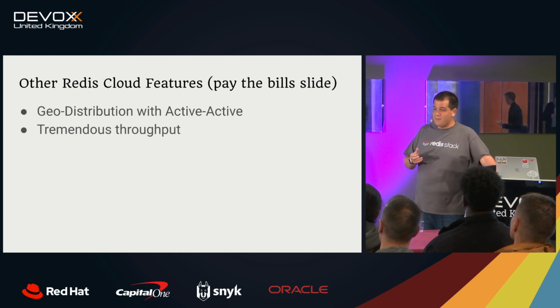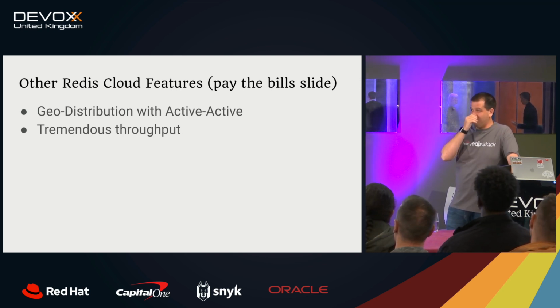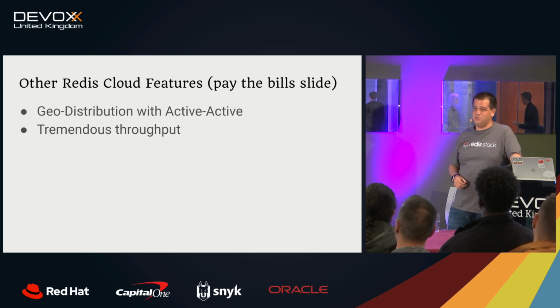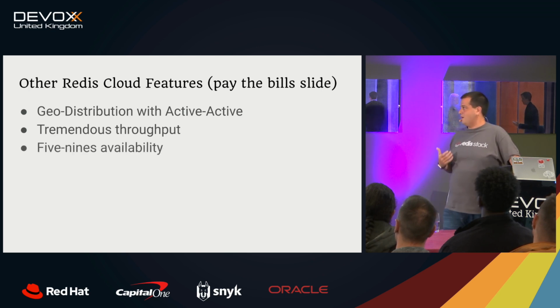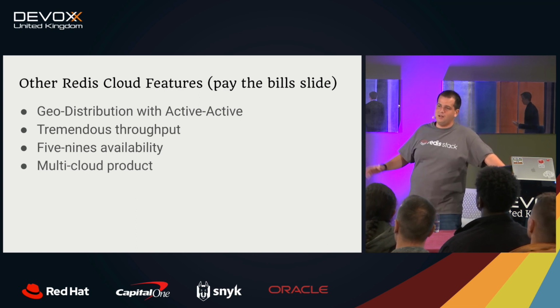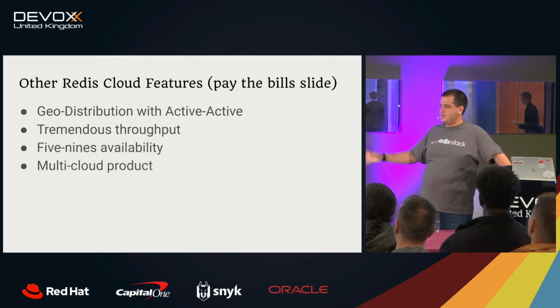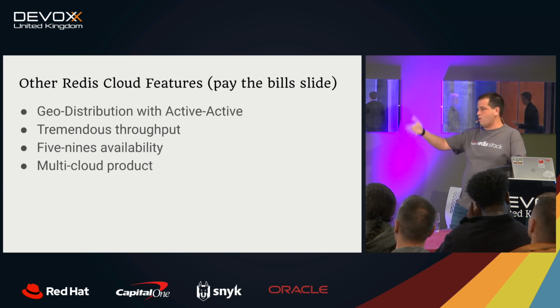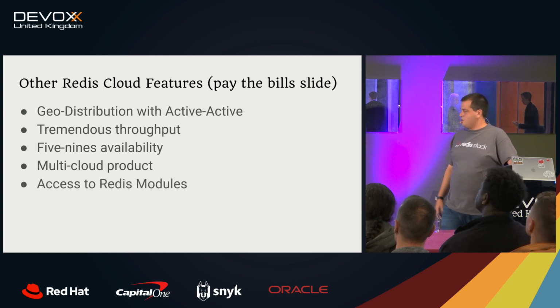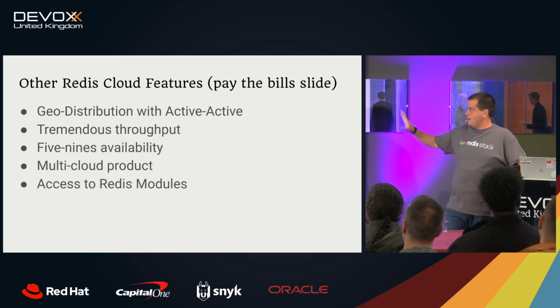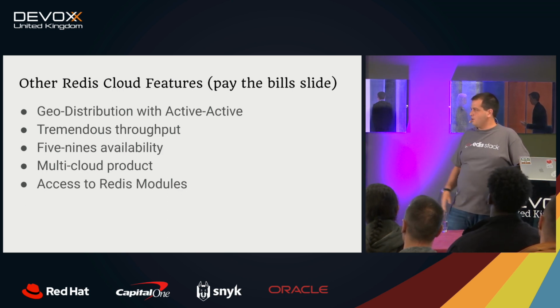You see instances of tremendous throughput. I've heard of case studies where we have customers who use Redis Cloud with hundreds of millions of operations a second. So it can scale almost infinitely. We have five nines availability. It's a multi-cloud product, meaning you can deploy it to AWS, Azure, Google Cloud, or you can run it yourself if you have your own on-prem solutions. And you have access to the Redis modules in the cloud, which I'll get to in a little bit.